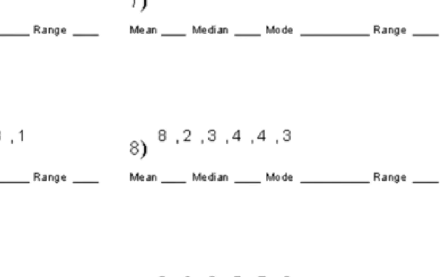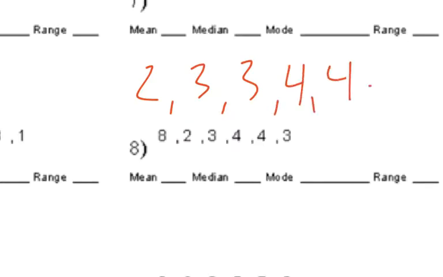Hey diddle diddle. Oh, so first I have to put them in order. I always forget that. So I have 2, 3, 3, 4, 4, 8. And I count. There's 1, 2, 3, 4, 5, 6 numbers. I didn't forget any.